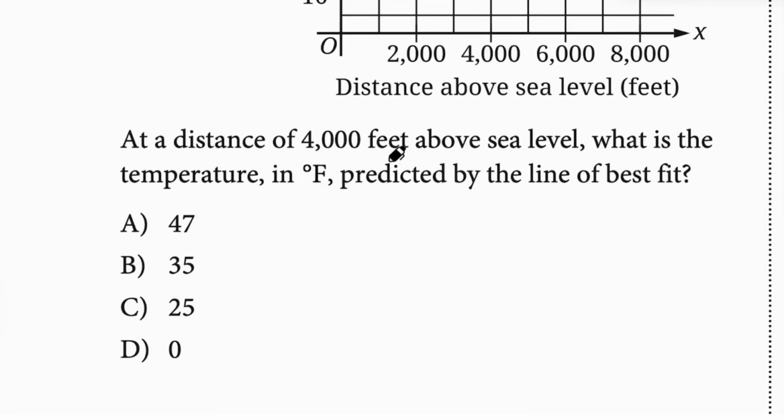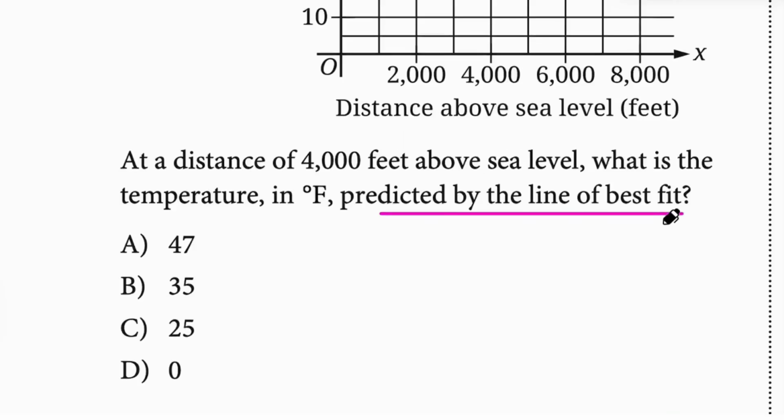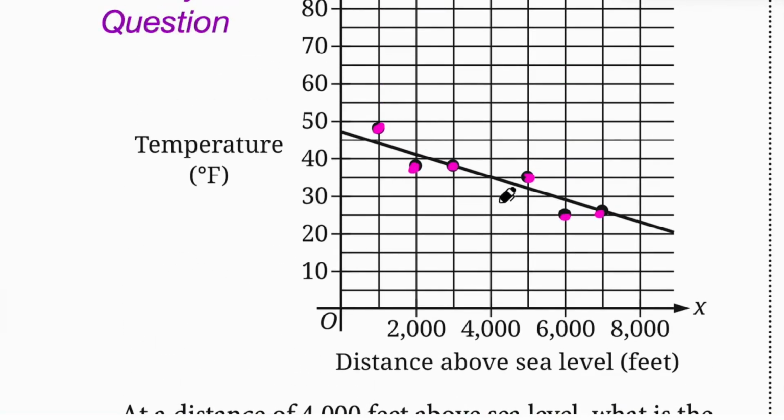At a distance of 4,000 feet above sea level, what is the temperature in Fahrenheit predicted by the line of best fit? Predicted, because only some of the data is calculated. These are the points, and we have created a line of best fit which tells us the predicted level, right? So here it is asked about 4,000. So if we see the line, this is the point 4,000 above sea level. And what is the temperature predicted here? That is 35, right?